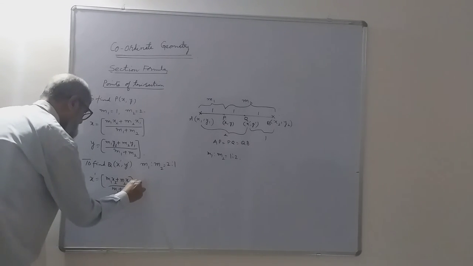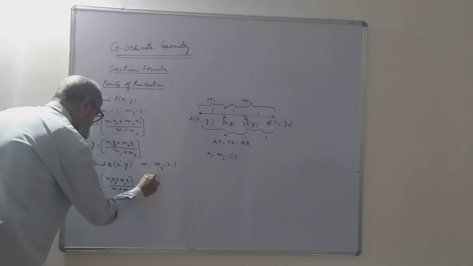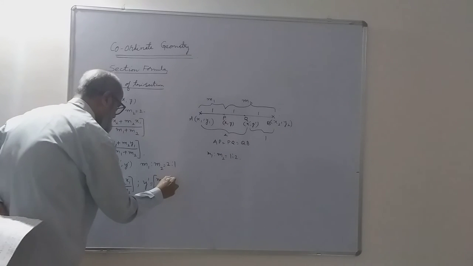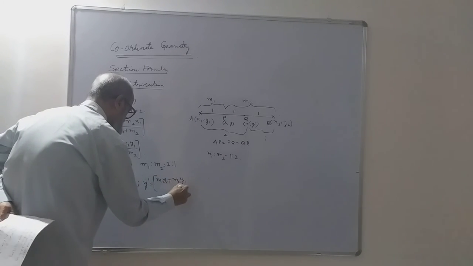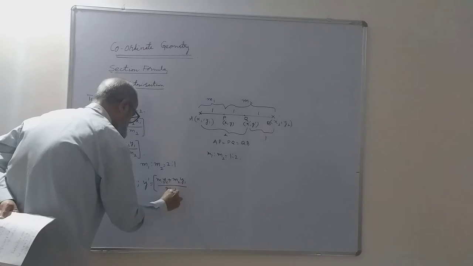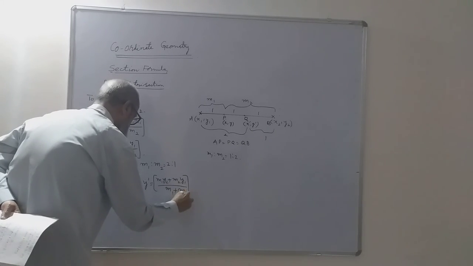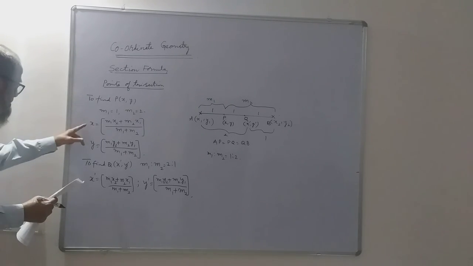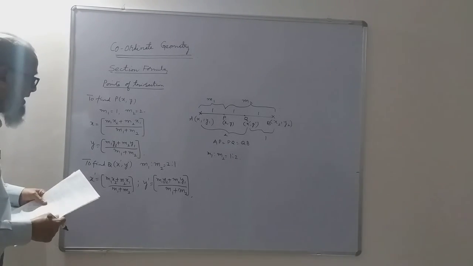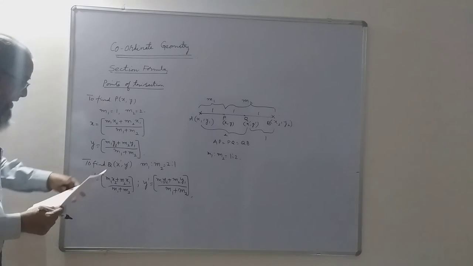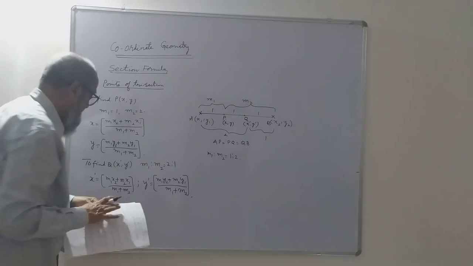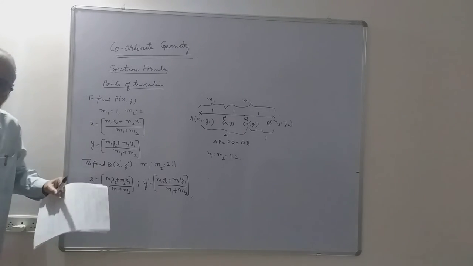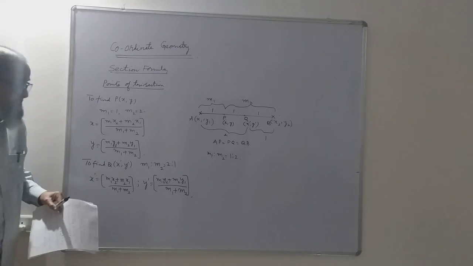And for Y', the formula is (M1 Y2 plus M2 Y1) divided by (M1 plus M2). Right. We have to find it twice. The same formula is to be used twice to find two points. The points of trisection means we have to find the coordinates of two points. Therefore, it has to be done twice.